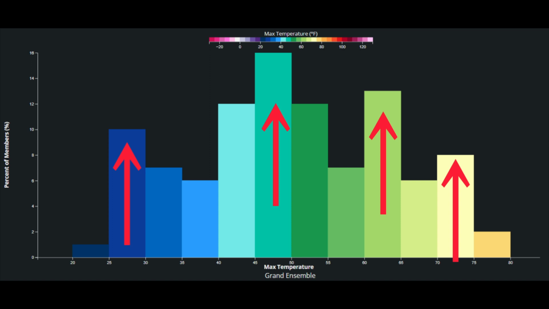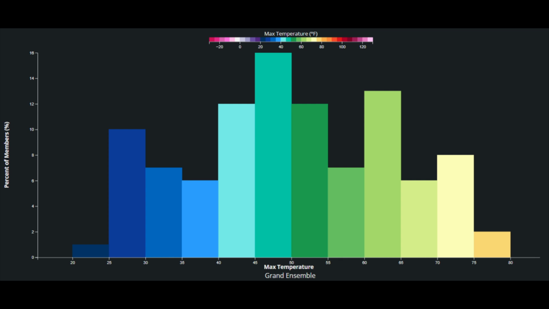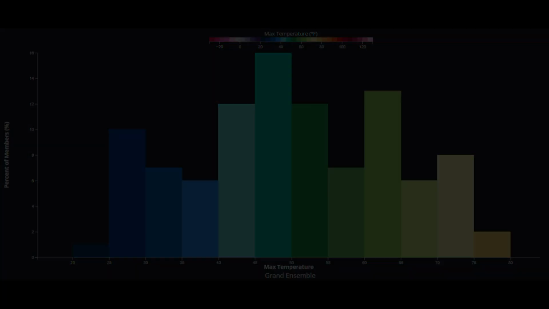Even though the peak and maximum temperature is centered around the 45 to 50 degree Fahrenheit range, lower peaks exist in the 25 to 30, 60 to 65, and even in the 70 to 75 degree range. The probabilities are low, but there is a strong indicator that the underlying ensemble data need to be evaluated to see what the reasons could be for producing multiple peaks.